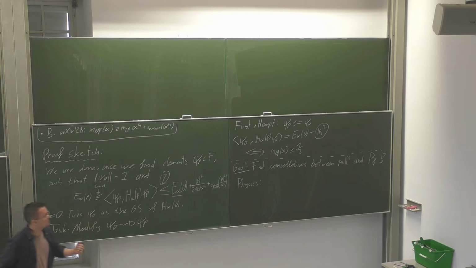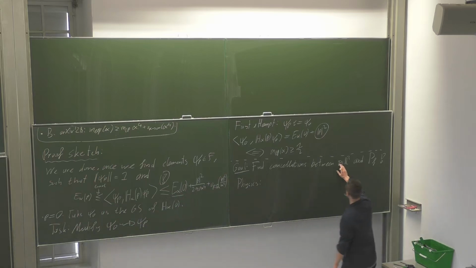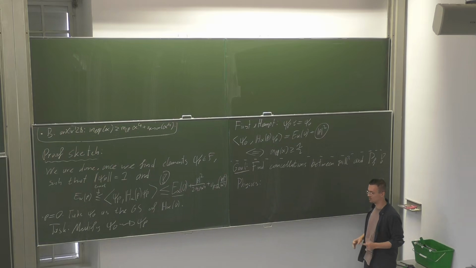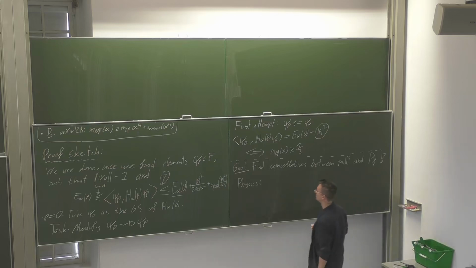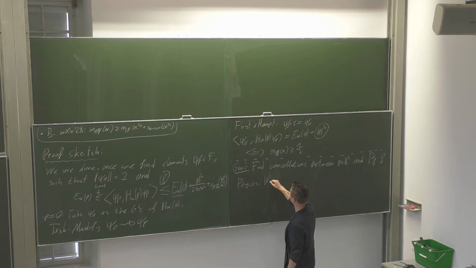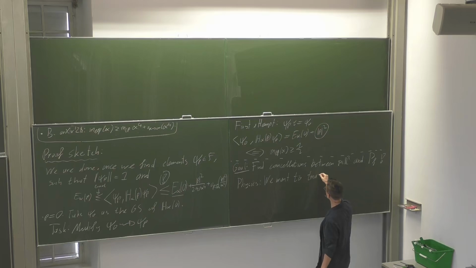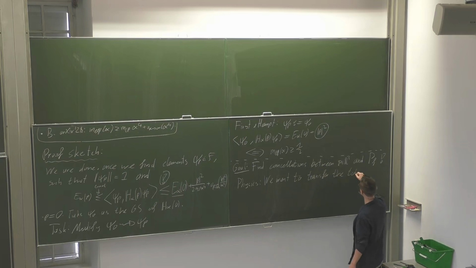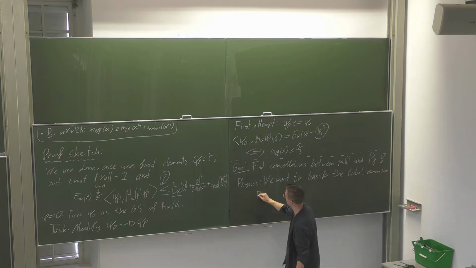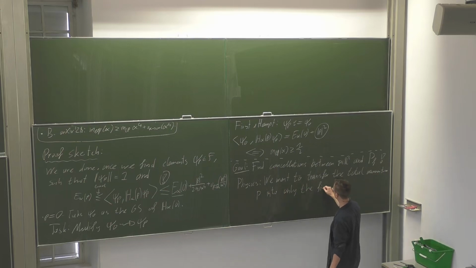So you see, this cancellation between this total momentum and the momentum operator of the field can really be seen as this physical process of slowing down, transferring momentum, and therefore having an increased effective mass. So on the physics level, let's say, we want to transfer the total momentum P into only the field degrees of freedom.